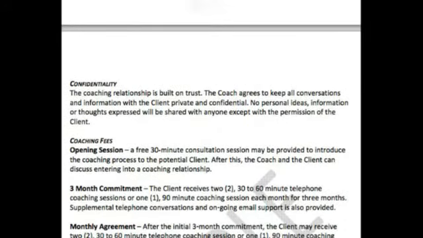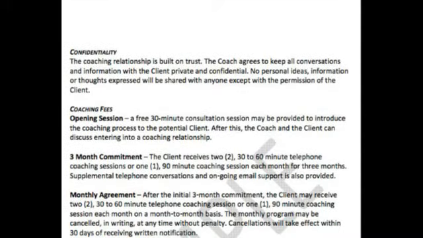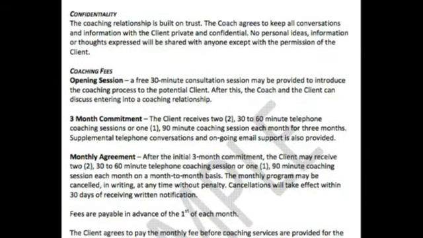But I know this one doesn't have that in there. Confidentiality, they agree to keep it all confidential. Obviously very important. Coaching fees. And this is where I say, the whole 3-month thing.